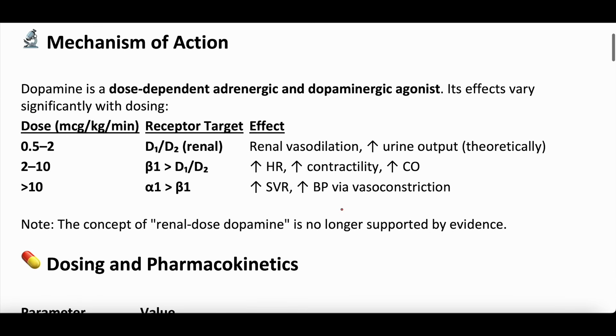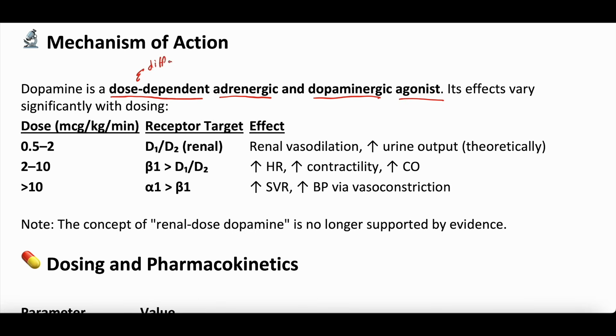Dopamine. So starting with mechanism of action, how does dopamine work? Well, dopamine is a dose-dependent adrenergic and dopaminergic agonist. Lots of big words here. So dose dependent, that one's obvious.